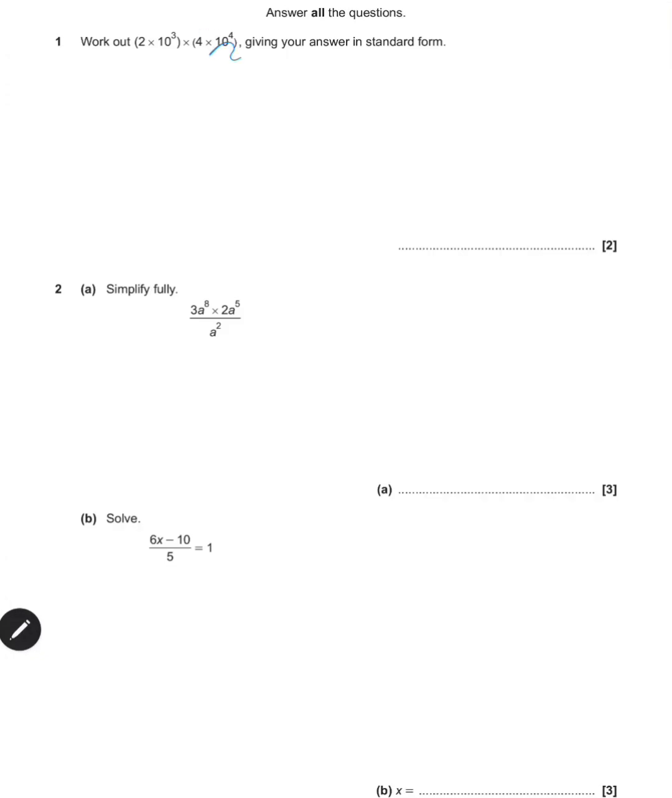Question 1, we've got some standard form work to do. We've got 2 times 10 to the 3 multiplied by 4 times 10 to the 4. Non-calculator paper, no need to go into normal numbers. Just do 2 times 4, which is 8. And 10 to the 3 times 10 to the 4 is 10 to the 7. 3 add 4 is 7. And what we get is 8 times 10 to the 7. This number is still below 10, so we're good. Completely finished in standard form.